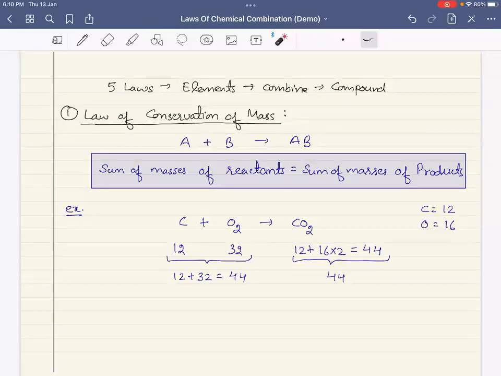But this law is not valid today. This law is not valid today because we know that E is equal to delta mc square. That means energy can be converted into mass or mass can be converted into energy, right? So this law is not valid today. It was valid in 1740 or 1760. So this is a very old law.